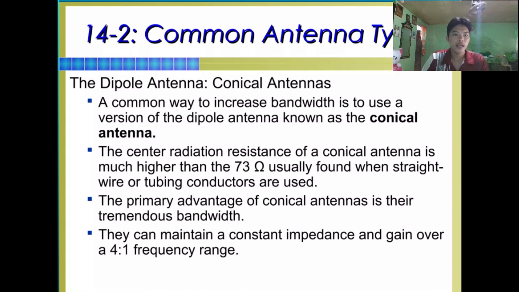Conical antennas. A common way to increase bandwidth is to use a version of the dipole antenna known as the conical antenna. The center radiation resistance of a conical antenna is much higher than the 73 ohms usually found when straight wire or tubing conductors are used. The primary advantage of conical antennas is their tremendous bandwidth. They can maintain a constant impedance and gain over a 4:1 frequency range.